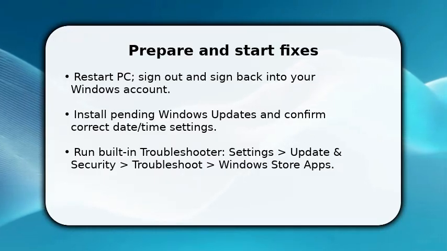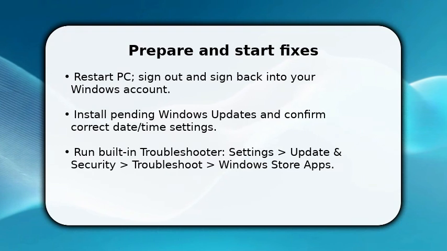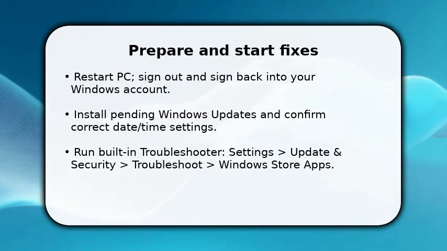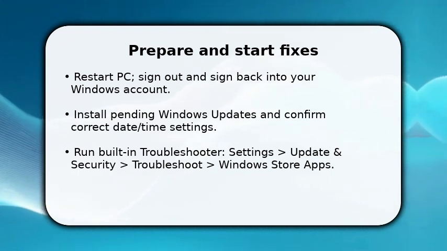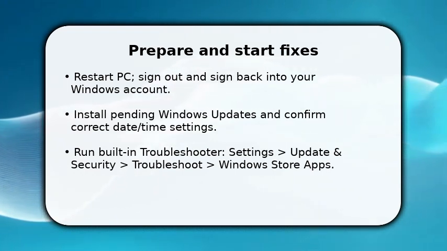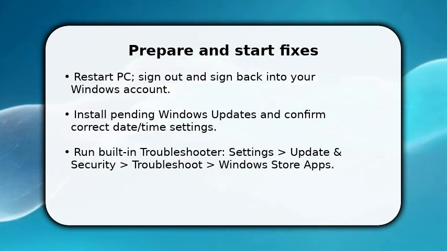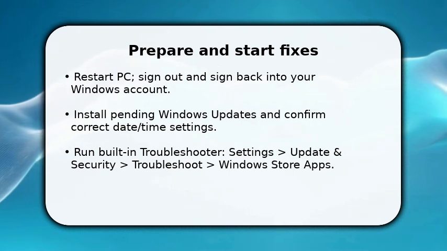You begin by taking the fastest, highest yield steps. Restart the PC and sign out, then back in to clear transient state. Once done, install all pending Windows updates and confirm the system date and time are correct, because certificate and token errors block apps. Next, open Settings, go to Update and Security, then Troubleshoot and run Windows Store Apps Troubleshooter. It will detect common package and permission issues and sometimes repair them automatically, so let it finish before moving deeper.